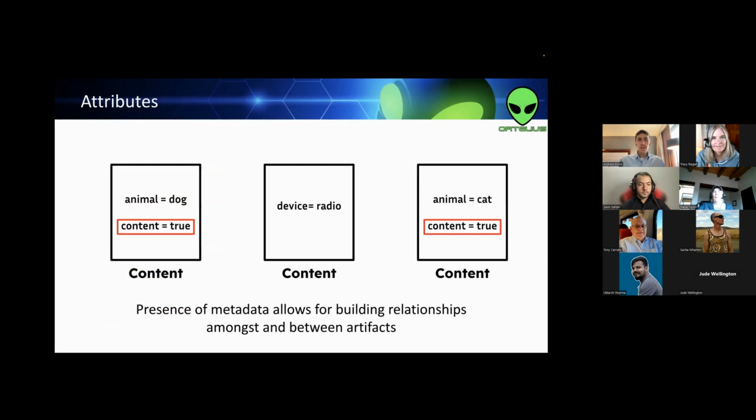So when you think about attributes, here are some other examples. Some pieces of content equals true, animal equals dog, device equals radio. But the cool thing is that you can build those relationships. So what kind of content matches each other? Content on the left here matches content on the right, but does not match content in the middle.